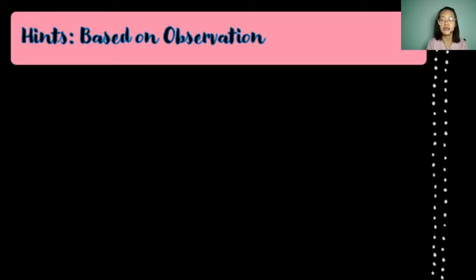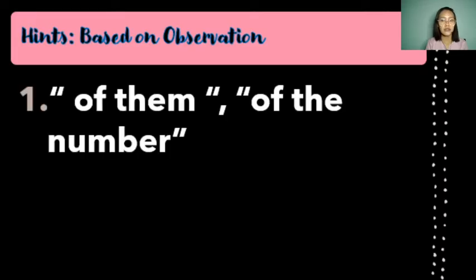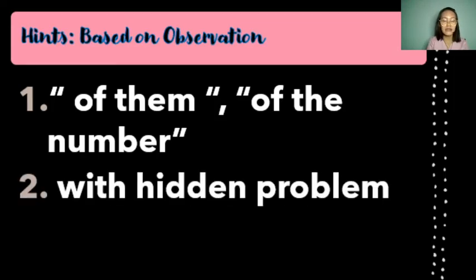It may vary. So first is yung word na "of them" or "of the number." Kapag may na-encounter tayo na ganitong word sa isang word problem, that indicates you have to use multiplication. And then, sometimes yung word problem na nag-i-involve ng multiplication of fraction, meron siyang mga hidden problem. So, hidden problem, this is not stated in the word problem itself, pero essential siya para ma-solve mo yung problem or para makuha mo yung final answer.